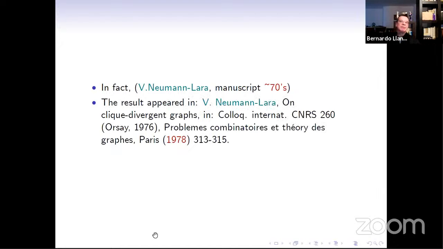This result appeared in this very old paper, which is very nice. It was a proceeding of a congress in France, and it was published in 1978.